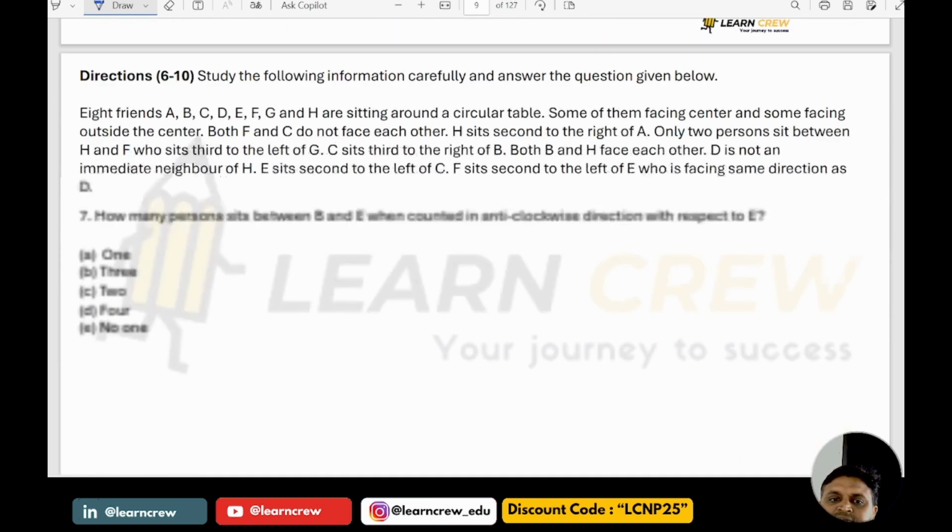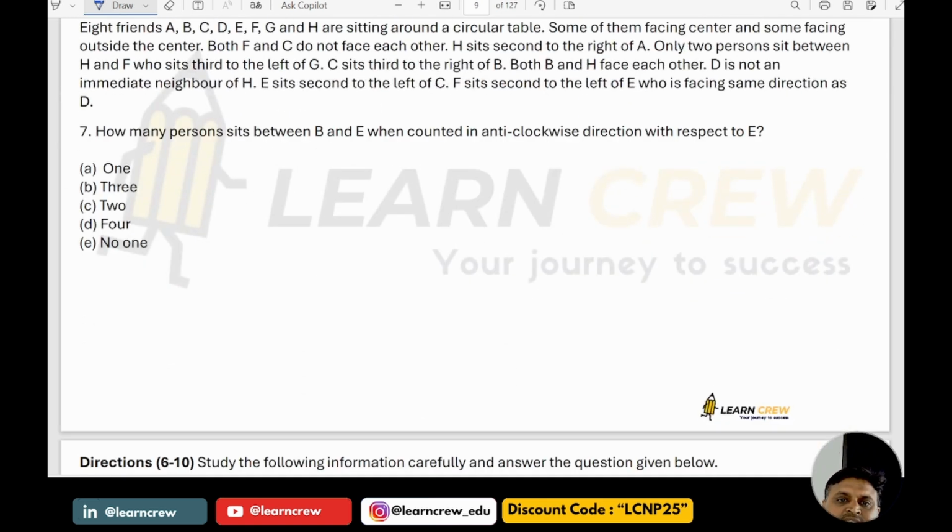Now question number 7. How many persons sit between B and E when counted in anti-clockwise direction with respect to E? So here the answer is only 2 persons. Only 2 persons between B and E. They are A and F. When counted anti-clockwise with respect to E, that's why it is A and F.